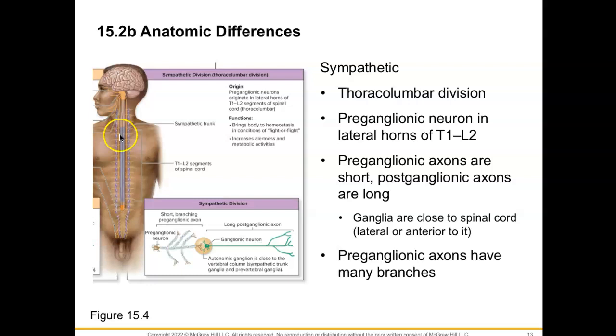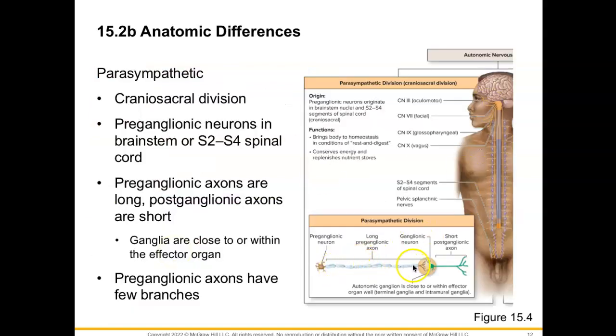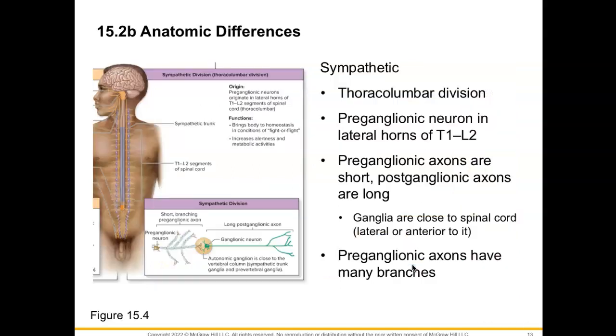And our preganglionic axons are going to be short. So see how much shorter they are in comparison to our parasympathetic preganglionic axons. And our postganglionic axons are going to be very long here. The ganglia are going to be located close to the spinal cord. So if you look at this full body view, you could see these are the autonomic ganglia. Look how close they are to the spinal cord here. In fact, they are going to line up, and we're going to call this the sympathetic trunk.